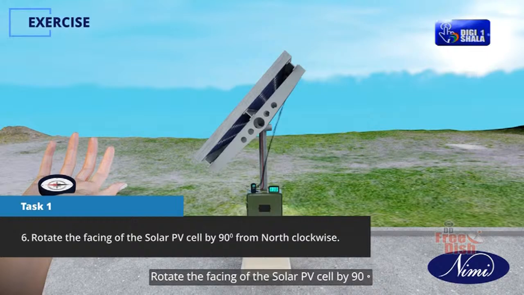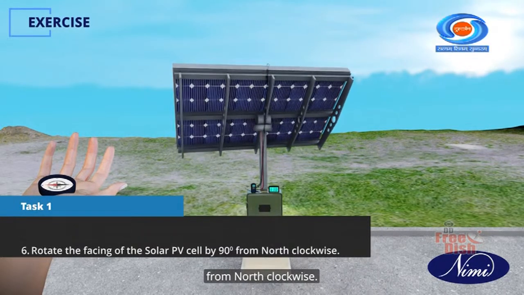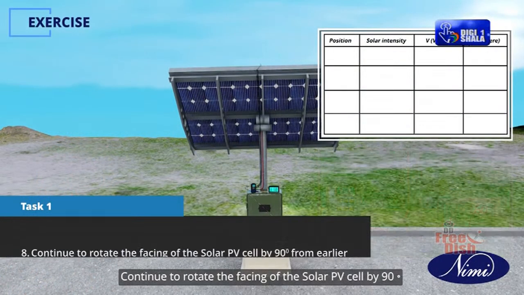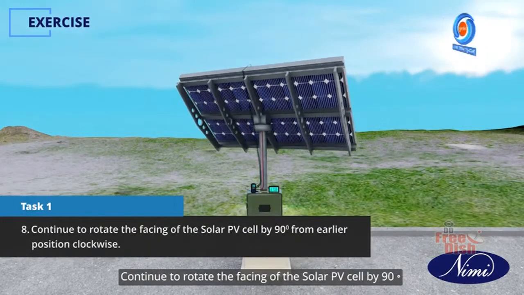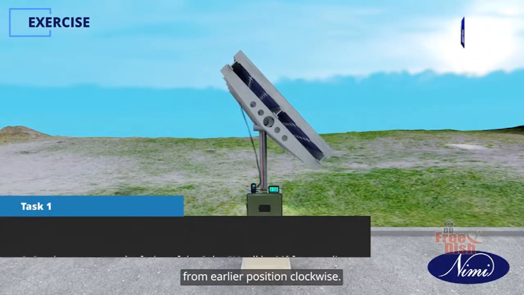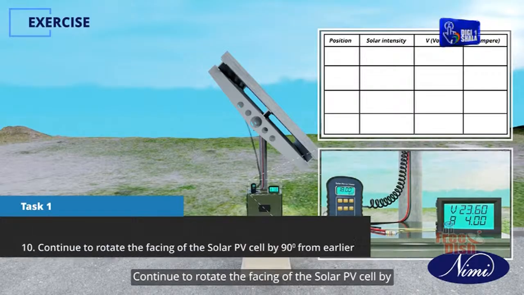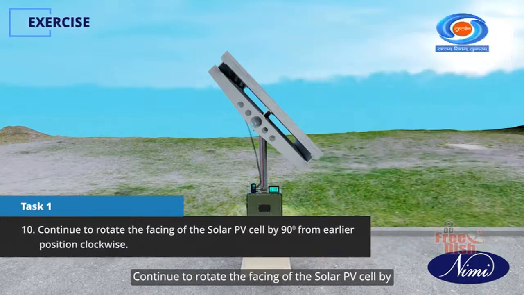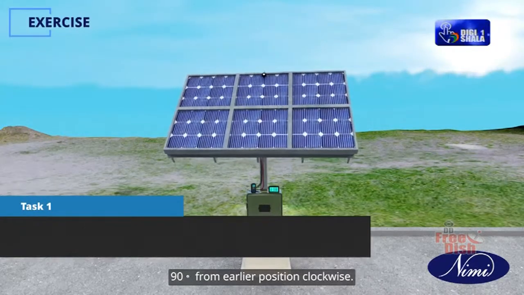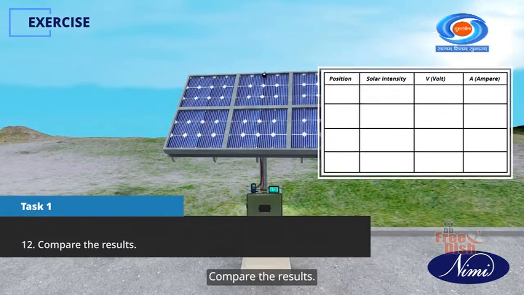Rotate the facing of the solar PV cell by 90 degrees from north, clockwise. Record the readings on the voltmeter and ammeter. Continue to rotate the facing of the solar PV cell by 90 degrees from the earlier position, clockwise. Record the readings on the voltmeter and ammeter. Continue to rotate the facing by 90 degrees from the earlier position, clockwise. Record the readings on the voltmeter and ammeter. Compare the results.